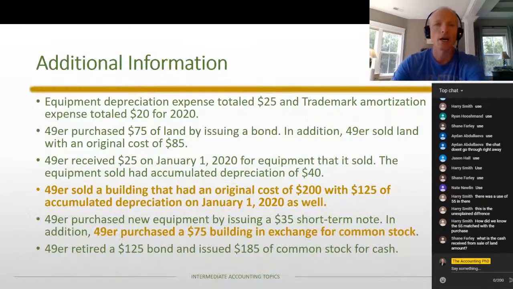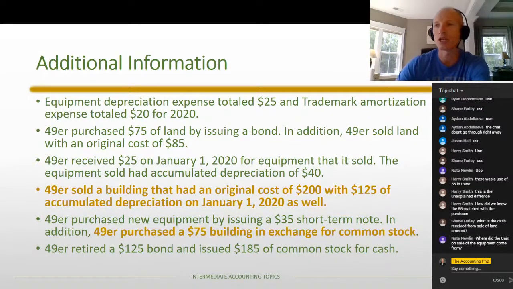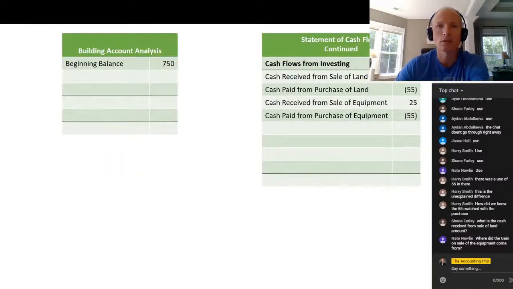All right. So again, we also have that there was a non-cash transaction where we purchased a building in exchange for common stock. Where did the gain on? Oh, that came from the income statement, Nate. So gains and losses are on the income statement. So we also have this non-cash transaction. So we've got to use this information again to understand what's going on within our building account.